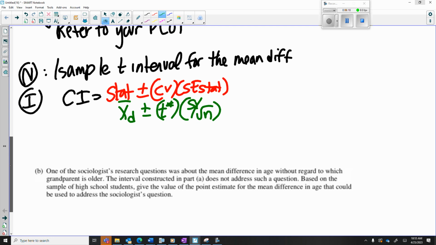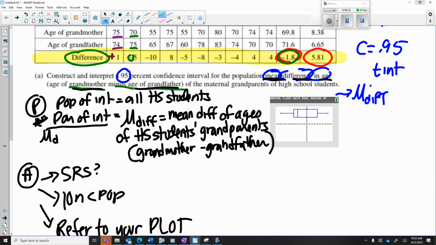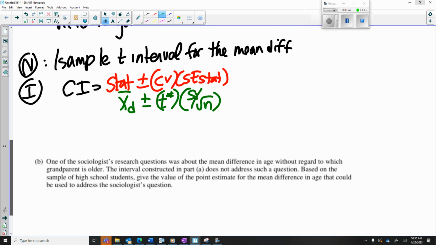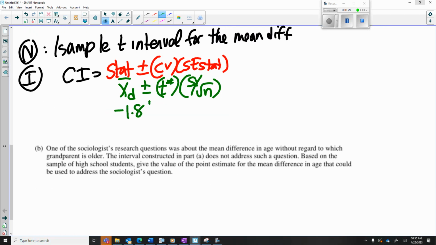Now let's substitute in our x bar and our s. Our x bar was here, negative 1.8. So that's going to go in here. And our s is also up there. We've got to look up t star and radical n. So s was 5.81 and radical 10. Okay, so that's a 5.81, guys. Sorry. That was the standard deviation of the differences.